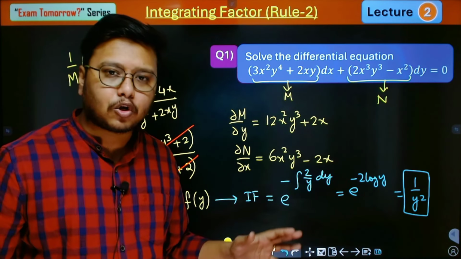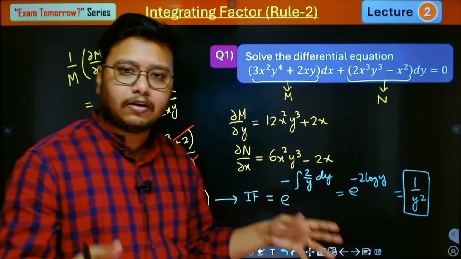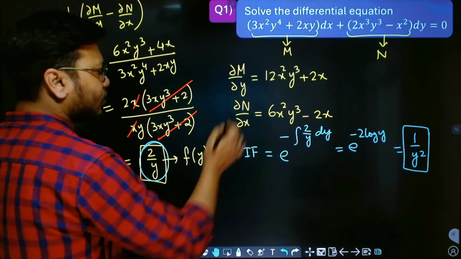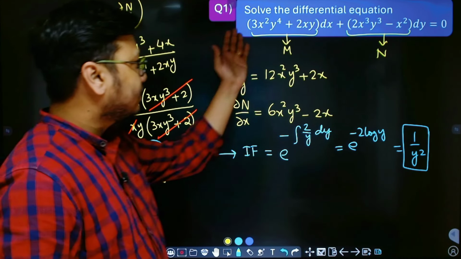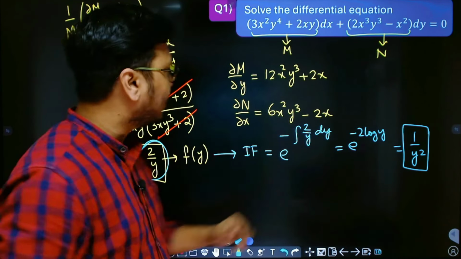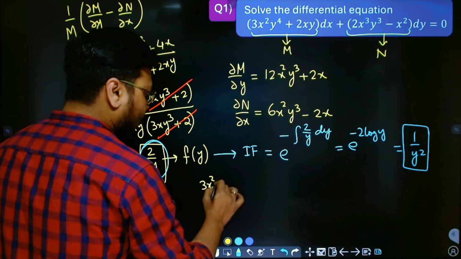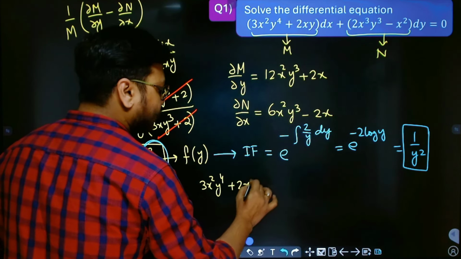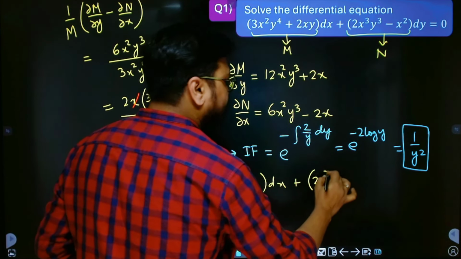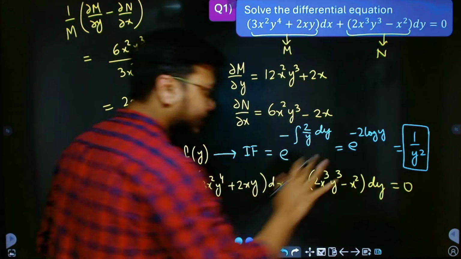Now again the same process will follow. We'll multiply this on both sides of the equation, integrate with respect to x and y, then finally find the general solution. So first I will multiply the given equation with this term. I'll individually divide each term by y square. So my new equation would be 3x square y to the power 4 plus 2xy whole dx plus 2x cube y cube minus x square dy equals 0.